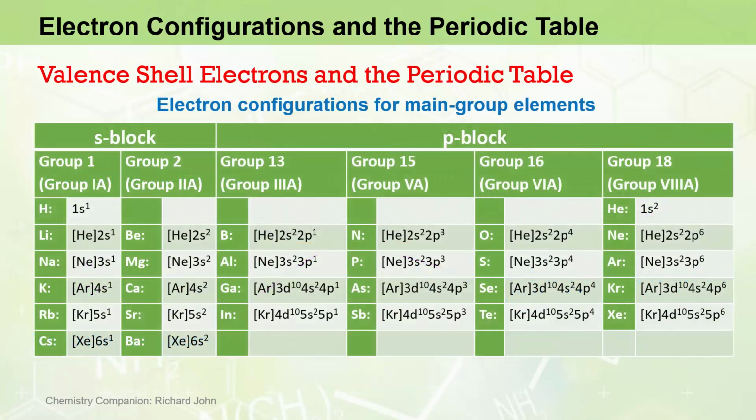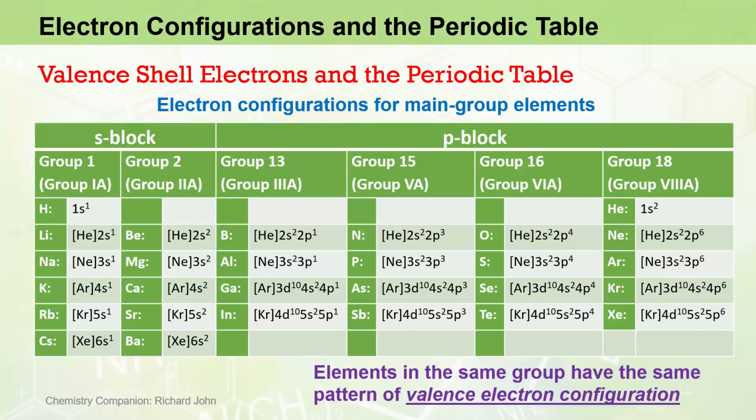This is a table that shows condensed electron configurations for main group elements, that is, elements that appear in the s and p blocks of the periodic table. What is evident here is that the electron configurations are not only related to the overall structure of the periodic table, but closely related to the specific position of an element within the periodic table.